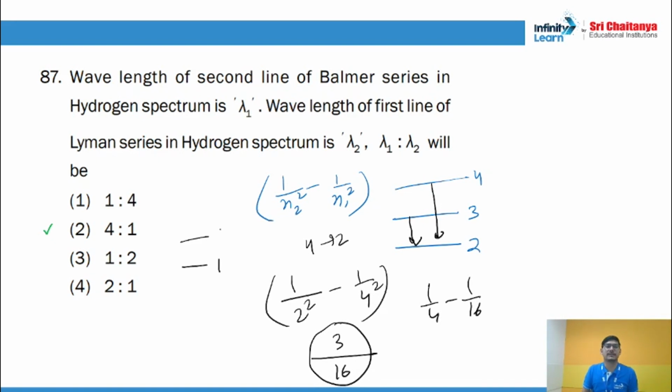Okay, so this is second, right? So the first line is from 2 to 1. So this is 1 upon 1 square minus 1 upon 2 square. So this is basically 3 by 4. Is that clear? This is 3 by 4.